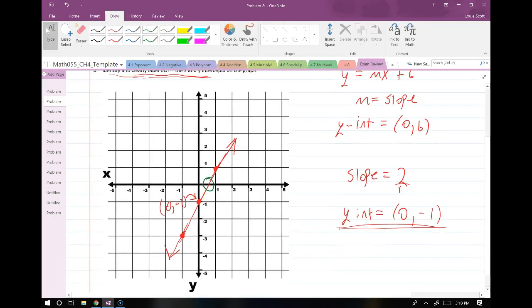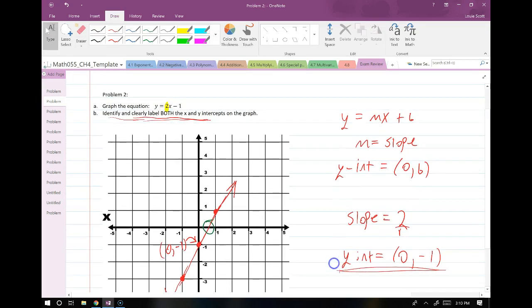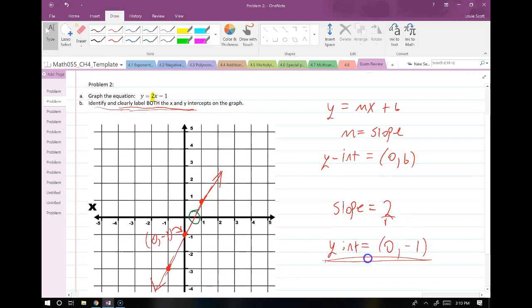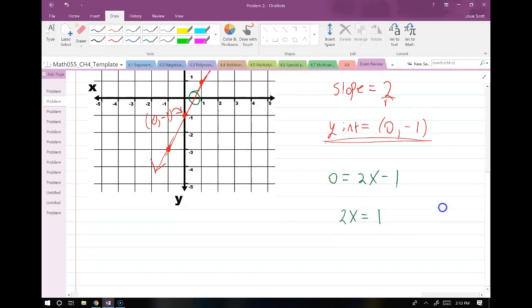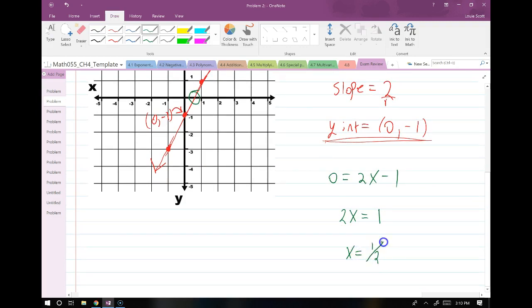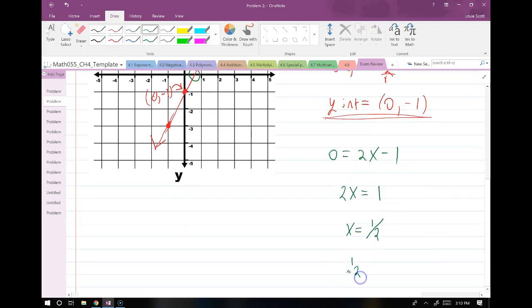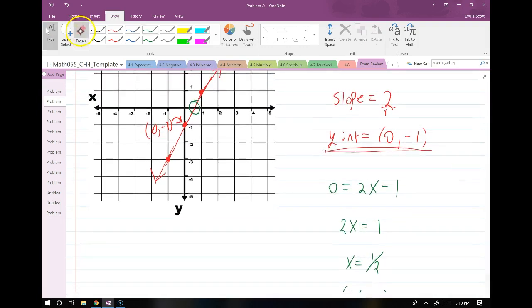In order to do that, I do the opposite of what I did to find the y-intercept. Instead of setting x to 0, I set y to 0. So I have 0 equals 2x minus 1, which means I have 2x equals positive 1. And if I divide both sides by 2, I end up with x equals 1 half. All right, so my x-intercept is the point 1 half, comma 0. So I just need to label that on my graph. So I say, boom, x-intercept right there.